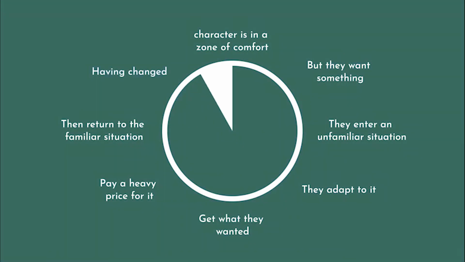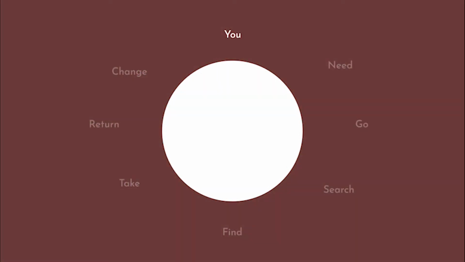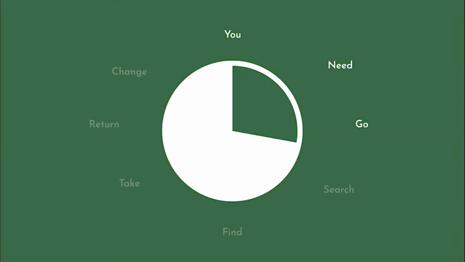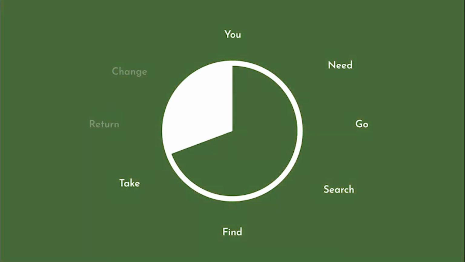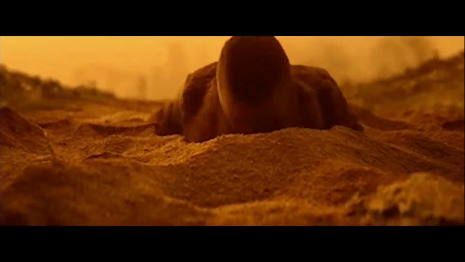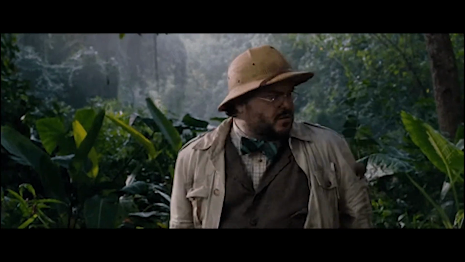When we pull each of these points into a single word, we get this. You. Need. Go. Search. Find. Take. Return. And change. As the characters pursue their goals, this story circle produces a rhythm of speed and change.